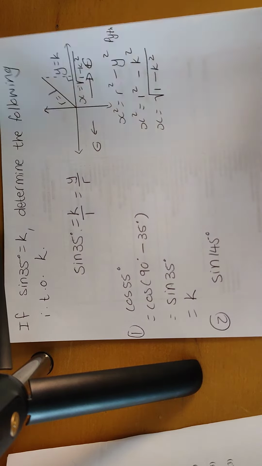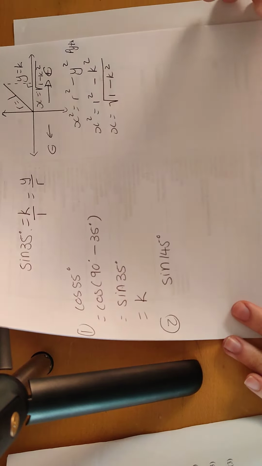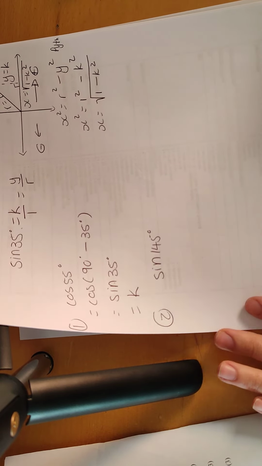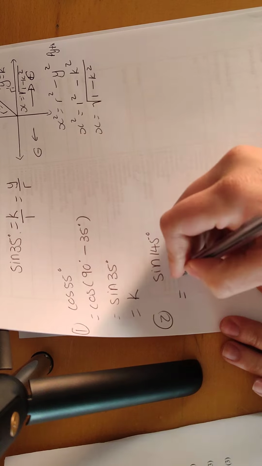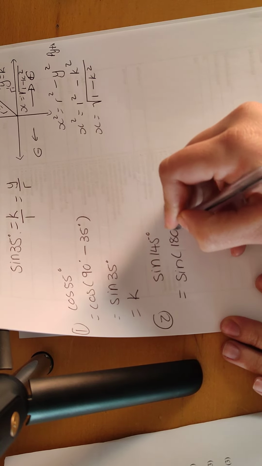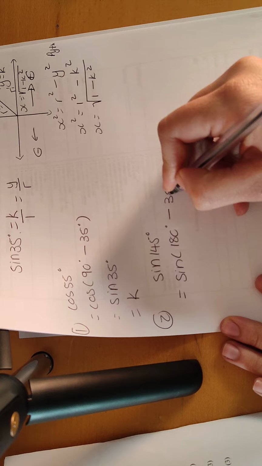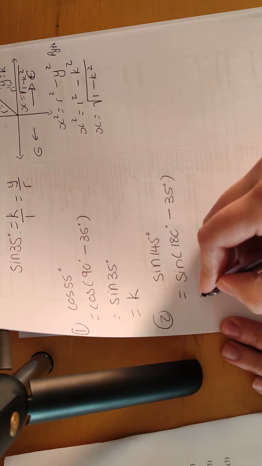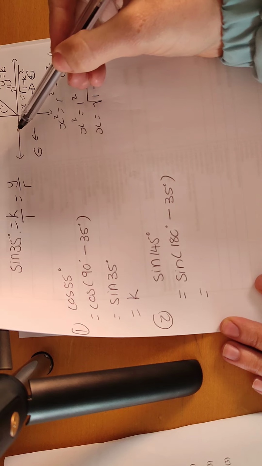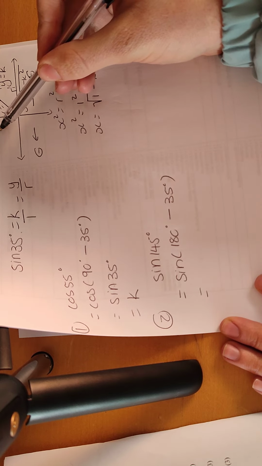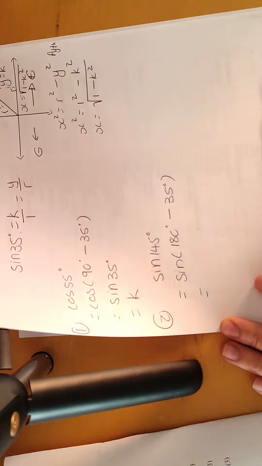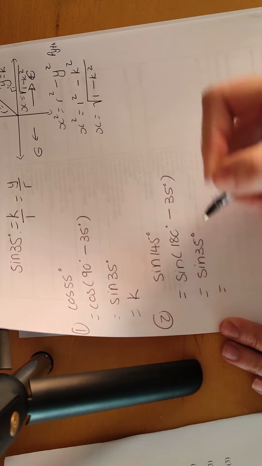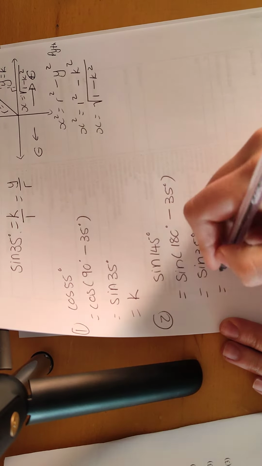The second question that they gave you was for sine 145 degrees. Can you still see that? Sine of 145 degrees. Two different ways that you guys can do this. I am going to prefer to do sine of 180 degrees minus 35 degrees, because 180 degrees minus 35 degrees will give you 145 degrees, and that is in the second quadrant, which means sine is positive. So this gives you sine 35 degrees. And you have a value for sine 35 degrees, it's equal to k.